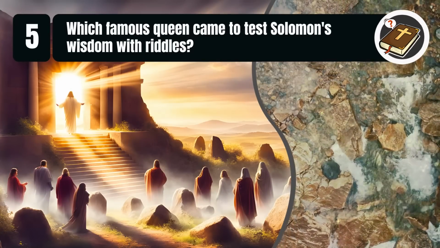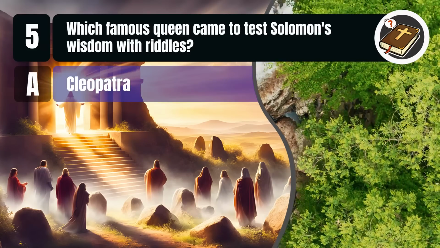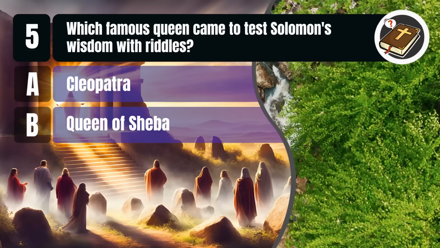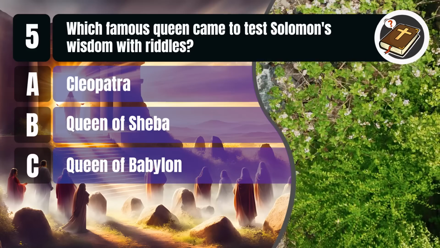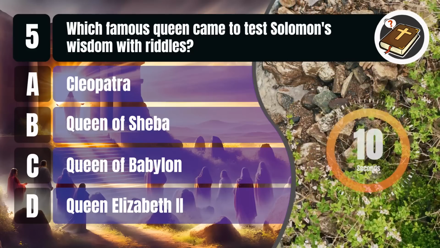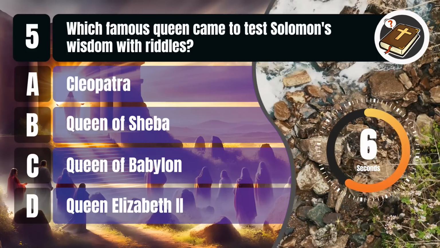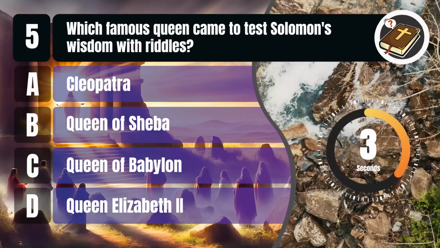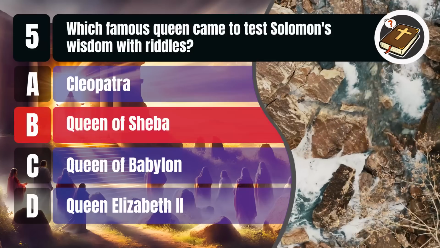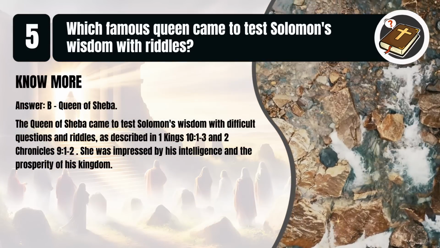Question 5. Which famous queen came to test Solomon's wisdom with riddles? A. Cleopatra. B. Queen of Sheba. C. Queen of Babylon. D. Queen Elizabeth II. You get 10 seconds. That's B. Queen of Sheba.